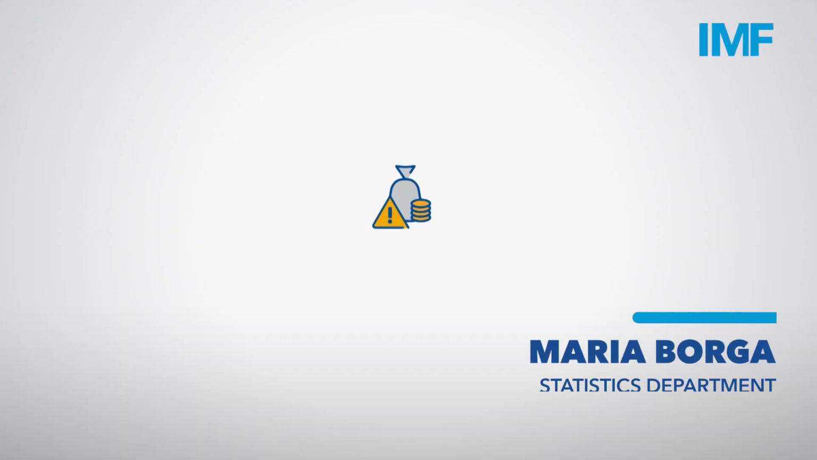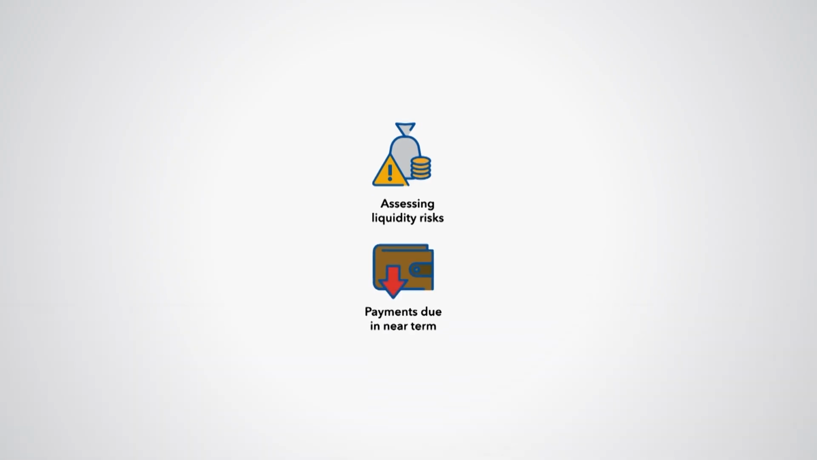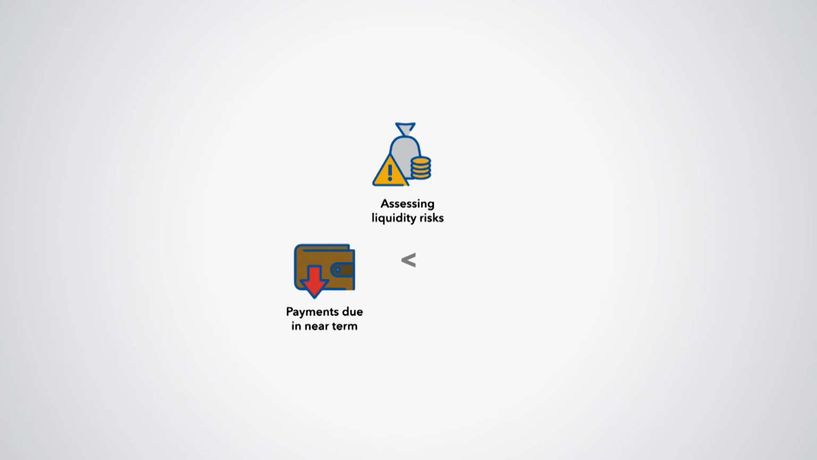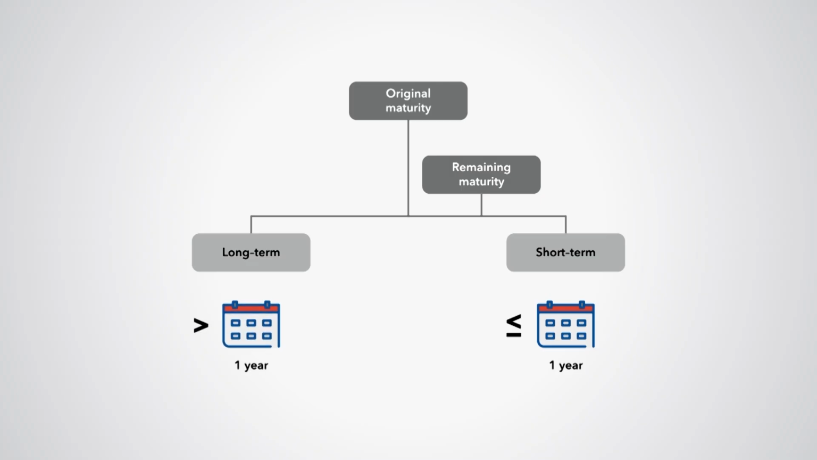For assessing the potential liquidity risks for a country, particularly important is information on payments coming due in the near term, for example, within 1 year. Similar to original maturity, remaining maturity can be short-term, 1 year or less, or long-term, more than 1 year. However, the same instrument can be long-term on original maturity and short-term on remaining maturity.